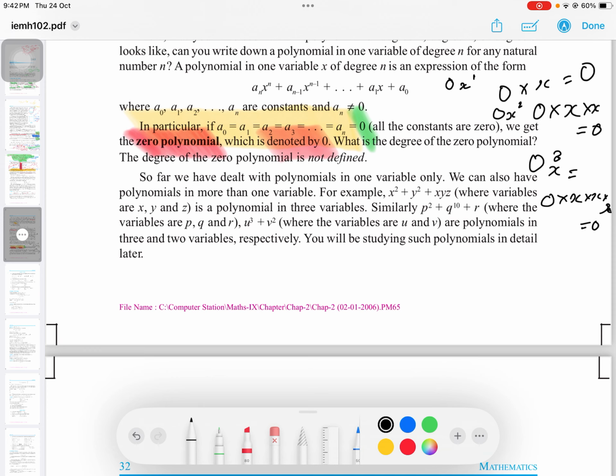So you can put any degree, any power. You can put any value as the exponent, you will still get the same answer. Whatever power you put, you get 0. That's why it's not defined.